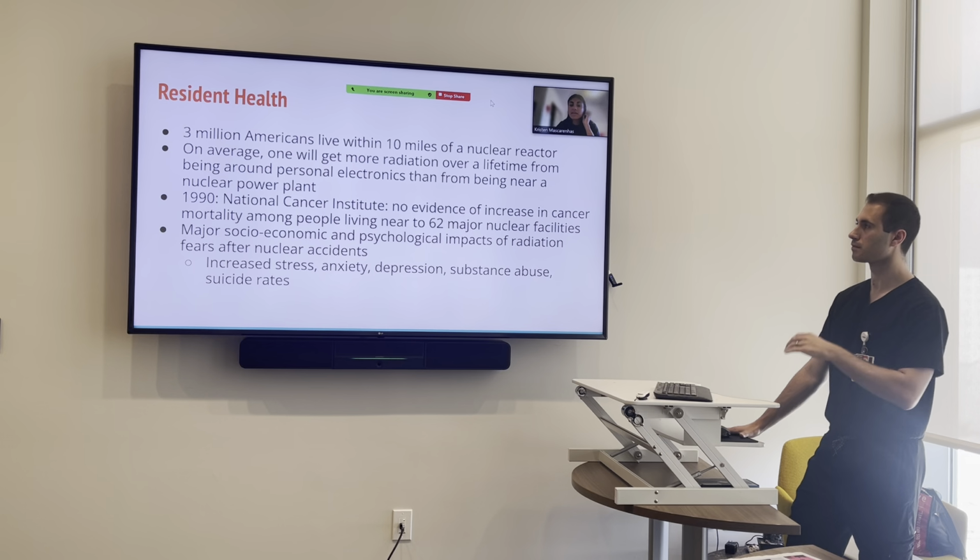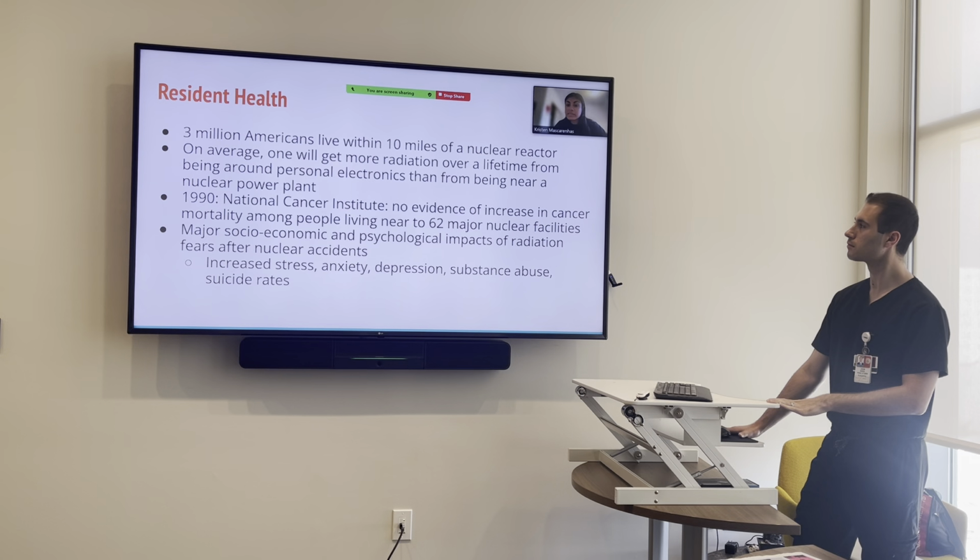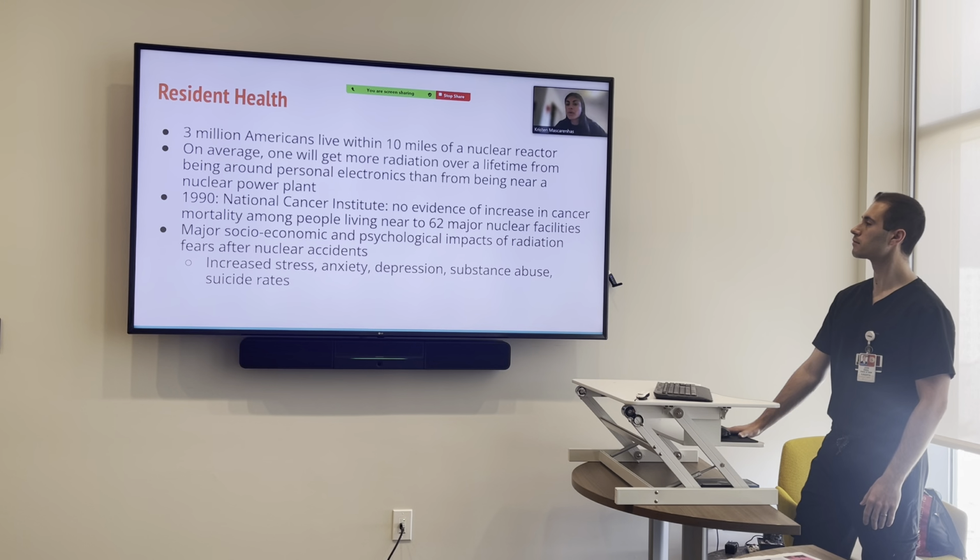And so then the other thing to consider is the resident health. So those who live around the area where there is a nuclear power plant. So 3 million Americans live within 10 miles of a nuclear reactor. So this does affect a lot of lives. On average, one will get more radiation over a lifetime from being around personal electronics, actually though, than from being near a nuclear power plant.